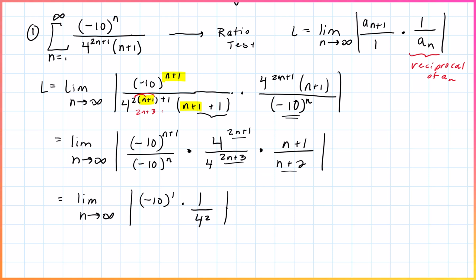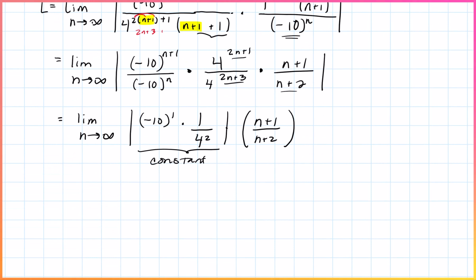This factor doesn't even need to be in the absolute value anymore. n plus 1 over n plus 2 is positive. So n plus 1 over n plus 2, I could even pull that out. Now this is just a constant, and we can take the absolute value. Negative 10 over 16 in absolute value. So negative 10 over 16, of course, is 5/8. And that can come all the way out of the limit.